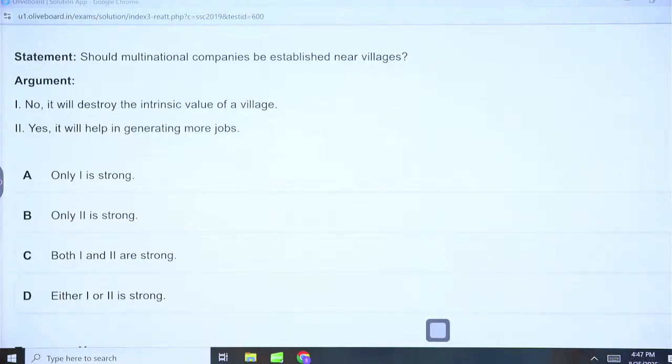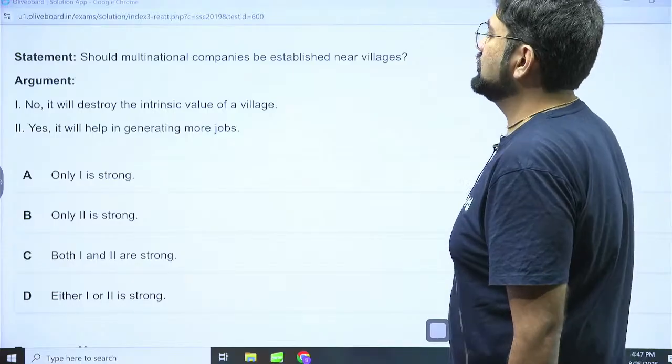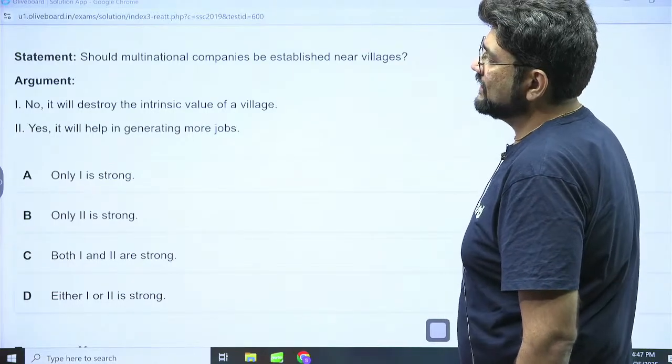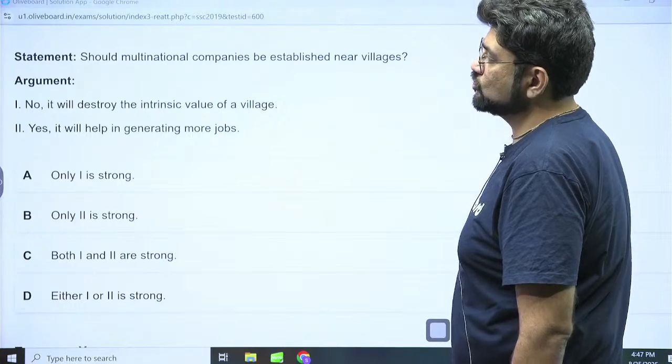Moving out of the frame again, coming back. Should multinational companies be established near villages? The argument is no, it will destroy the intrinsic value of a village. Yes, it will help in generating more jobs.